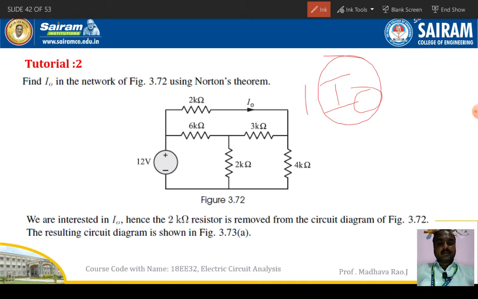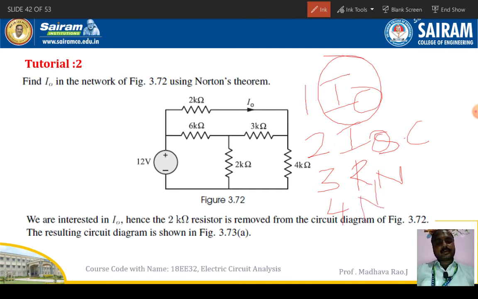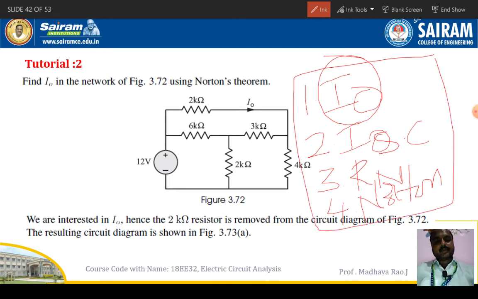The second step is to find ISC, the short circuit current. The third step is to find the equivalent resistance, that is Norton's equivalent resistance. And then connect the circuit like a Norton circuit. So these 4 steps we have to follow, then we can find out what we need. So I naught we can find out.